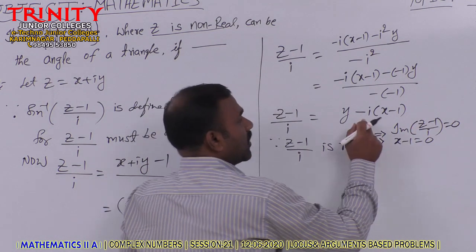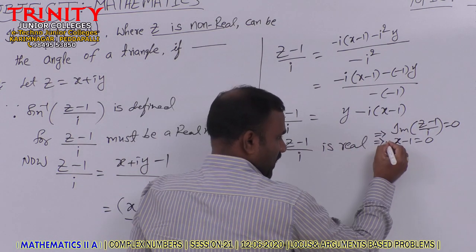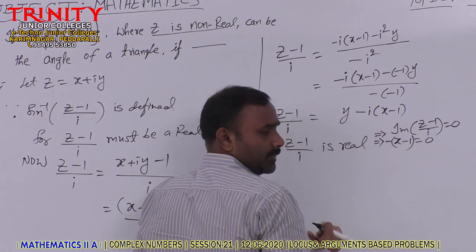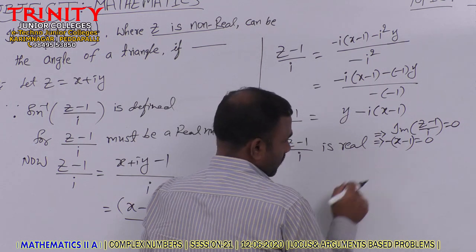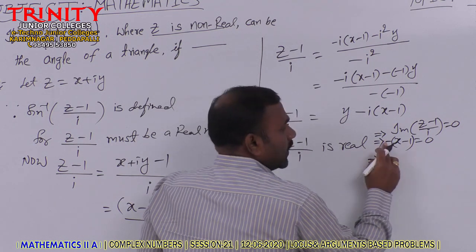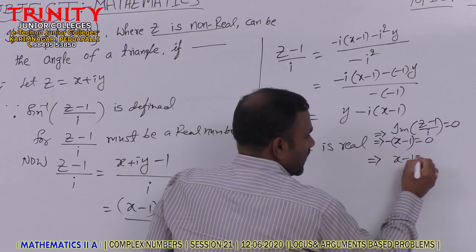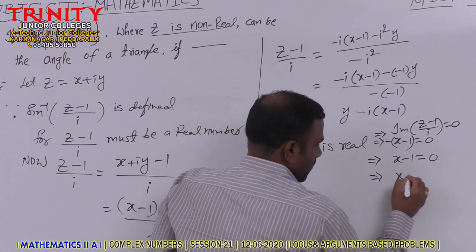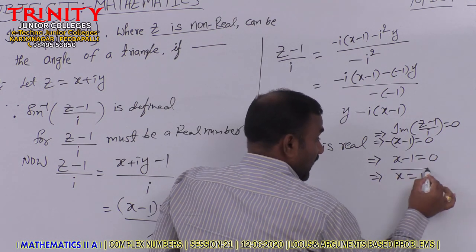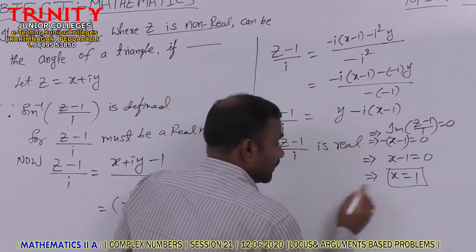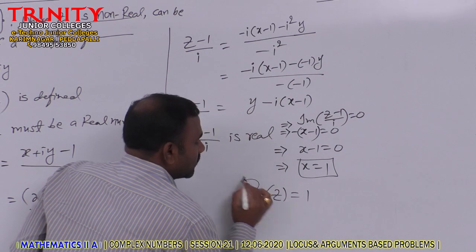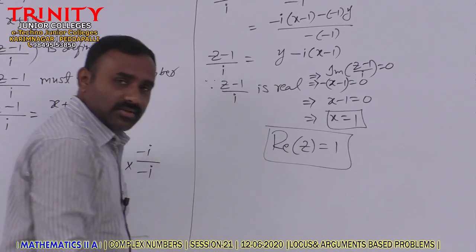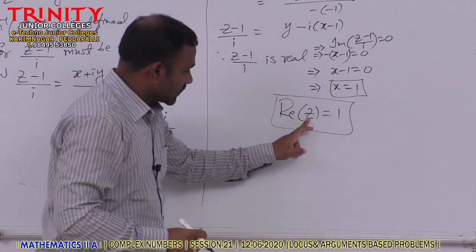What is the imaginary part? Minus of x minus 1, actually we have to write, but since it equals 0, we have not written the minus 1, but again I am writing that minus. If minus means x minus 1 equal to 0, x is equal to 1. X is equal to 1 means what can we conclude? The real part of z is equal to 1, or not. The real part of the complex number z is 1.